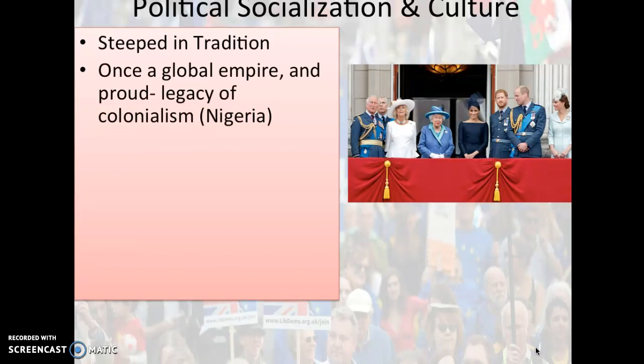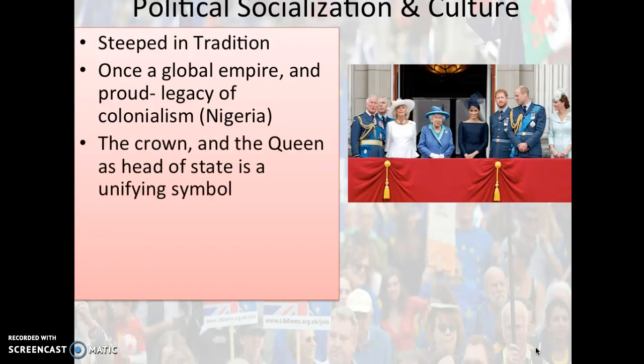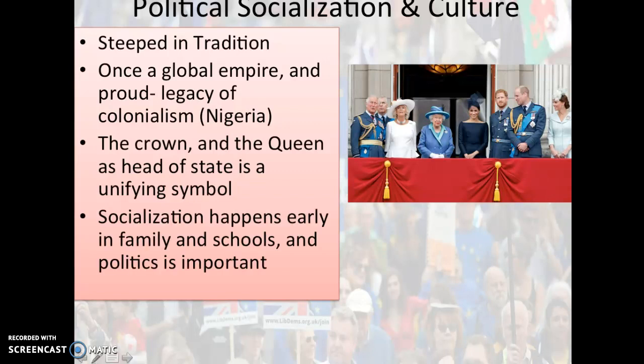Okay. It was once a global empire, and that is something that has led to a sense of pride. So the legacy of colonialism really has shaped part of their political culture. So going back to how they were the colonial rulers over Nigeria, which they handed over independence to in 1960. The crown is central to the political culture as well. The queen is the head of state, and she is a unifying symbol, like I said before. The royalty and the goings-on of the royal family are very much paid attention to and followed.